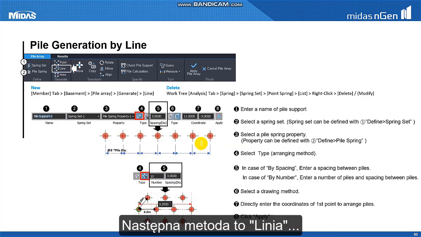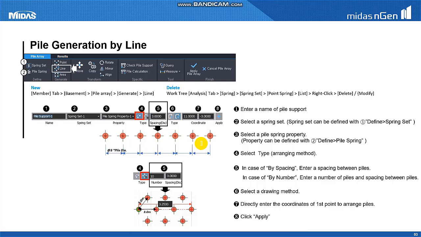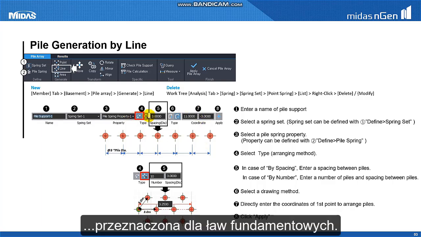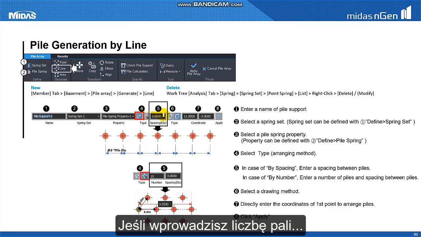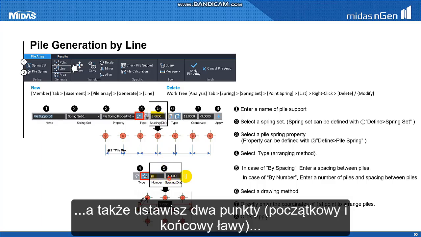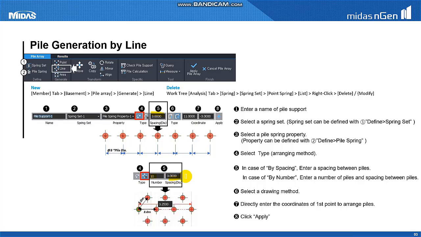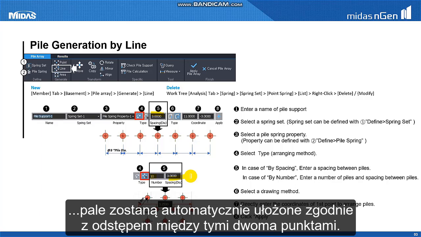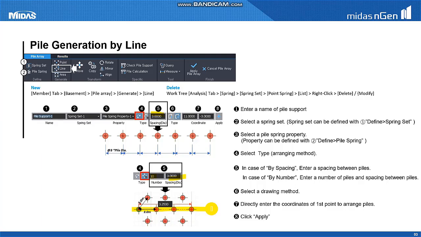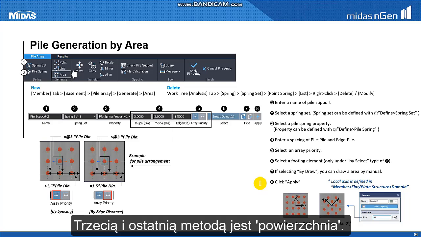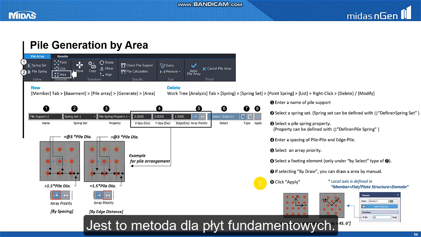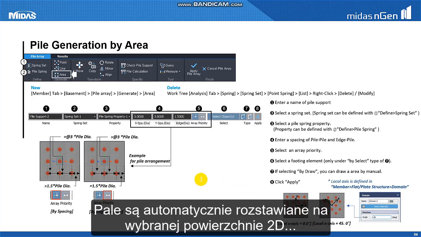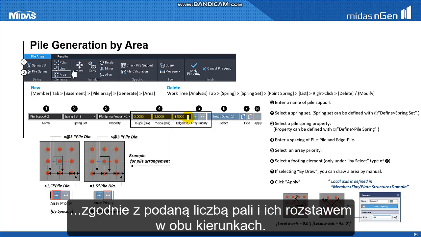And the next one is the line-based arrangement method. This is the arrangement method for strip footing. If you enter the number of piles and intervals, and set the 2 points, they are automatically arranged according to the gap between 2 points. The third and last is an area-based arrangement method. This is a placement method for the mat footing. It is automatically arranged on the selected foundation member according to the spacing between the piles.